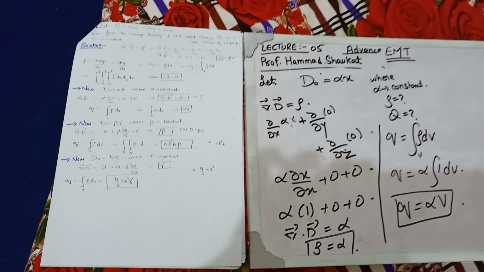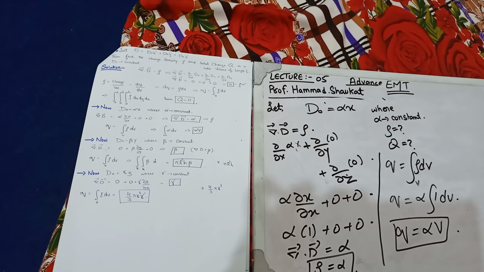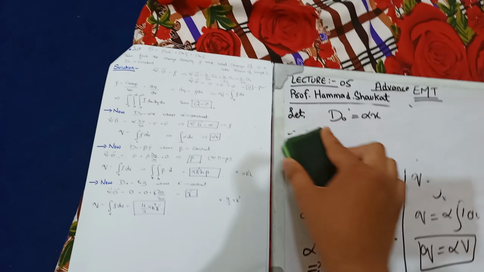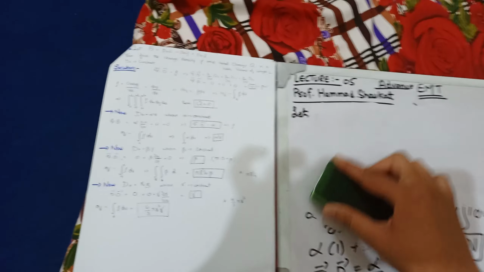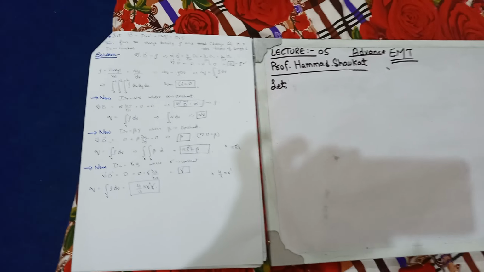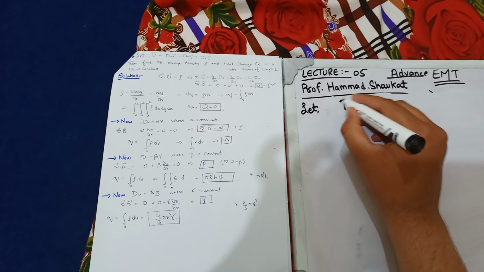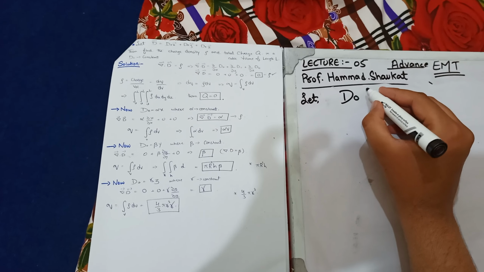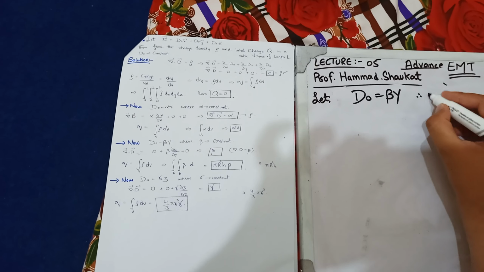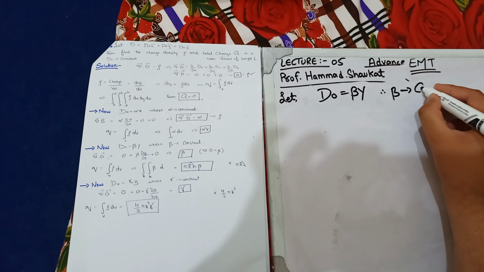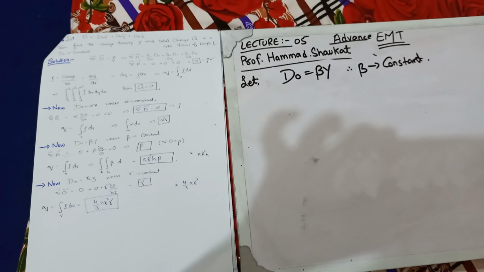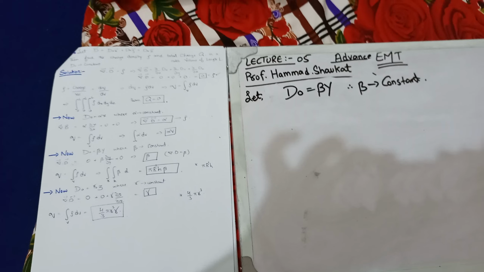Okay, so that's it for this. Now let's do another simple scenario for this problem. These are basically for practice. Just practice these questions. Now let D naught equal beta y, whereas beta is basically a constant.